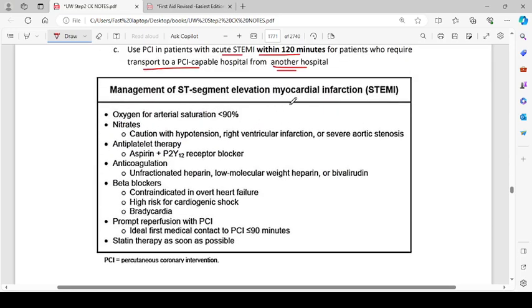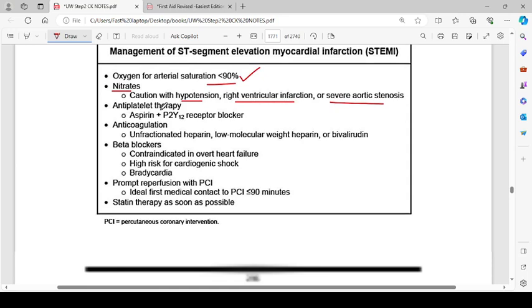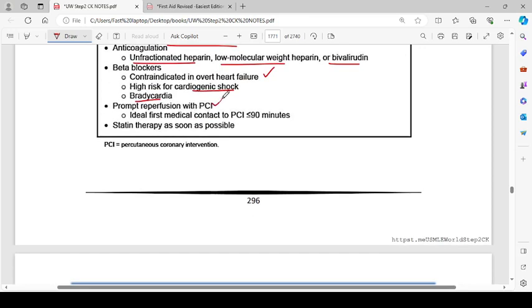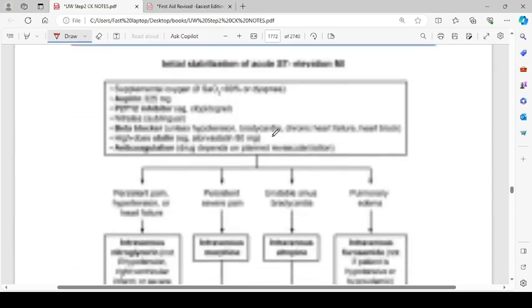So, management of ST elevation myocardial infarction. Firstly, oxygen for arterial saturation less than 90%. Then give nitrates, with caution in hypotension, right ventricular infarction, or severe aortic stenosis. Antiplatelet therapy like aspirin and P2Y12 receptor blockers, anticoagulation with unfractionated heparin, low molecular weight heparin, and bivalirudin. Beta blockers are contraindicated in overt heart failure, high risk of cardiogenic shock, and bradycardia. Prompt reperfusion with percutaneous intervention. Ideal first medical contact to PCI is less than 90 minutes, and statin therapy as soon as possible.